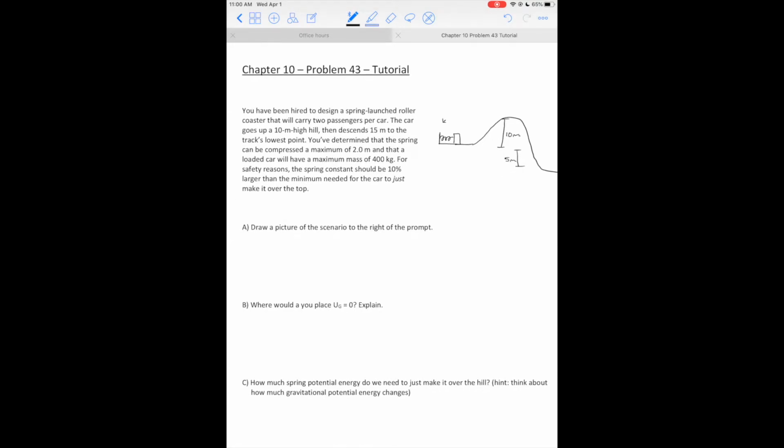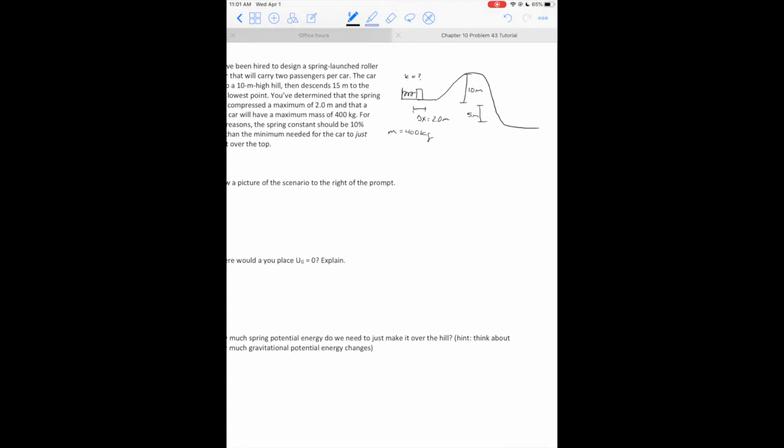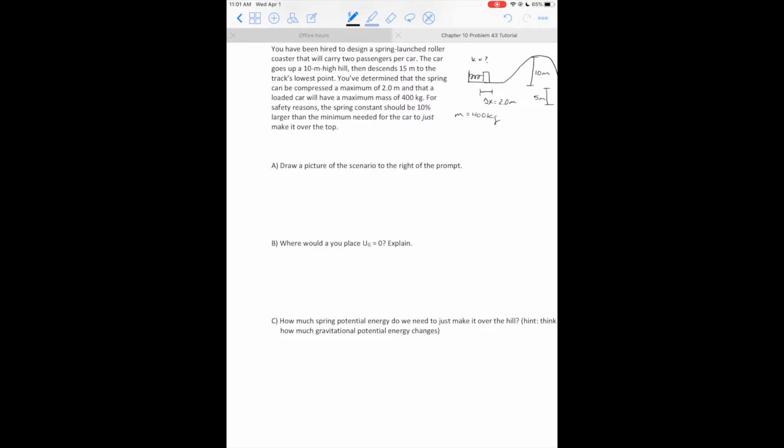I don't know what K is, and I'm unsure. Well, I know something about delta X, right? I know delta X can be 2 meters, and I know something about the mass. It's going to be 400 kilograms. I think this is a good enough picture to keep rolling.